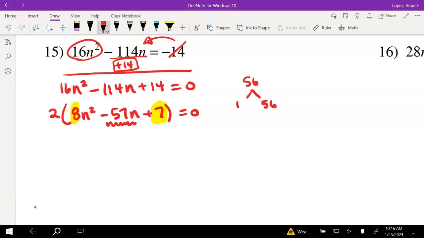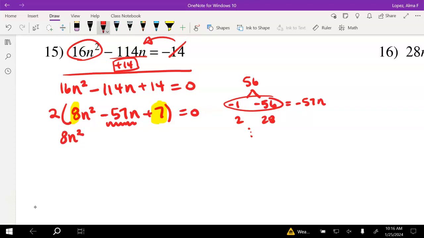1 and 56, and I could keep going, 2 and 28, and so forth. But after a while, you start getting to where you recognize them immediately. If I'm trying to make a 57, 1 and 56 are going to work. I'm going to make them both negative so that they add up to a negative 57n. Now let's build it so we can do our factoring by grouping.